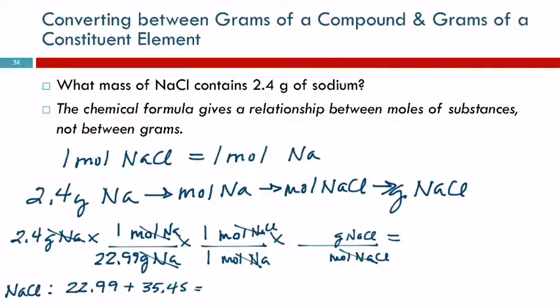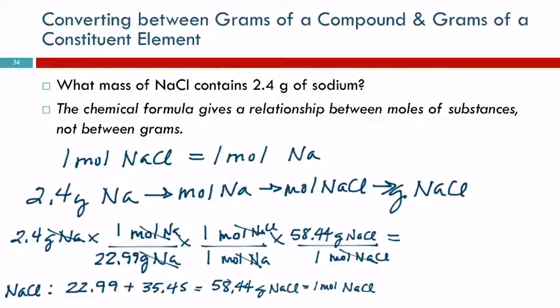And we end up with 58.44. 58.44 grams of sodium chloride is equal to 1 mole of sodium chloride, 1 mole of sodium chloride, 58.44 grams. Now we just do the math. You go from left to right, multiply by the top, divide by the bottom.